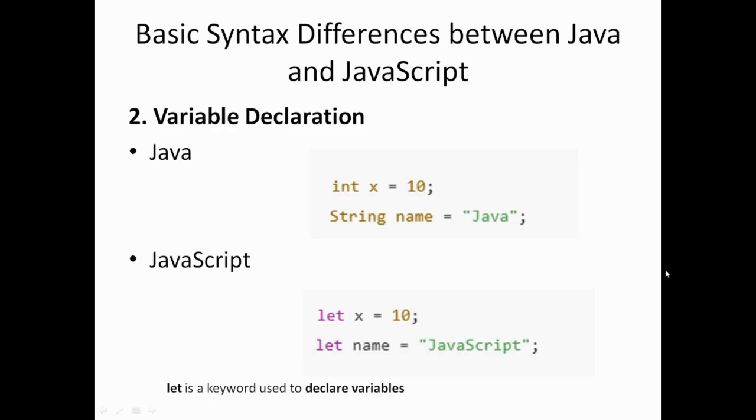There is another difference between Java and JavaScript: variable declaration. In Java, we declare int x = 10, String name = "Java". This is the Java format for declaring and defining a variable. Whereas JavaScript is a loosely typed language. We don't need to mention the type of the variable. Generally, we can define let x = 10, let name = "JavaScript". So let is a keyword used to declare variables.